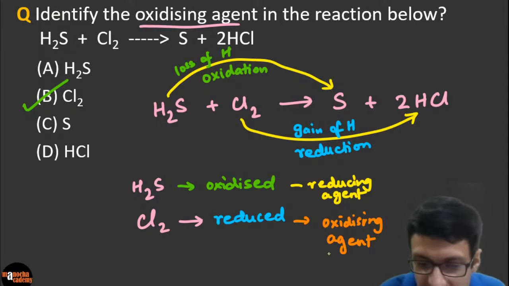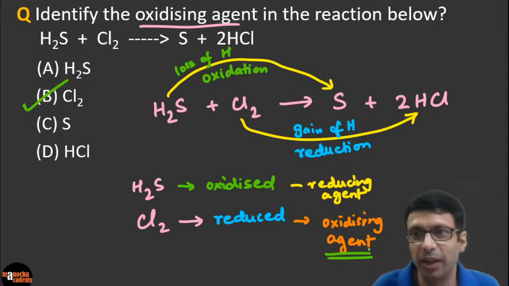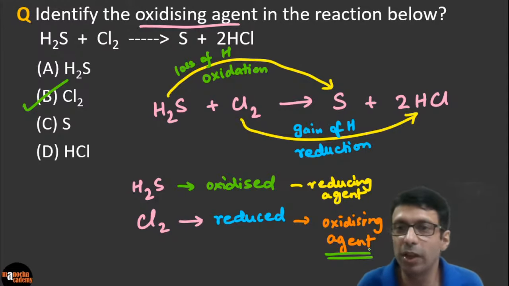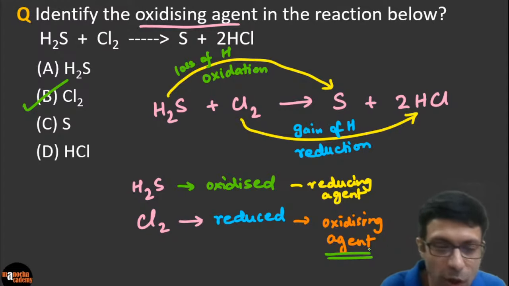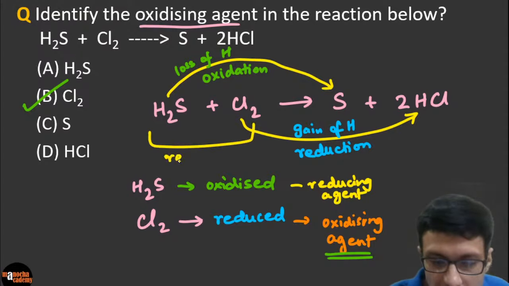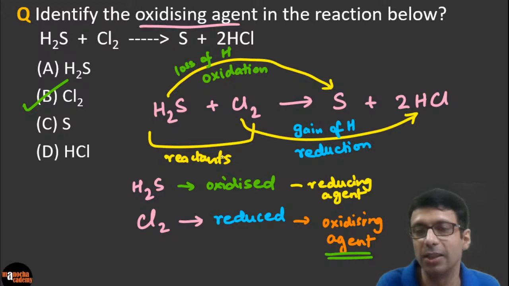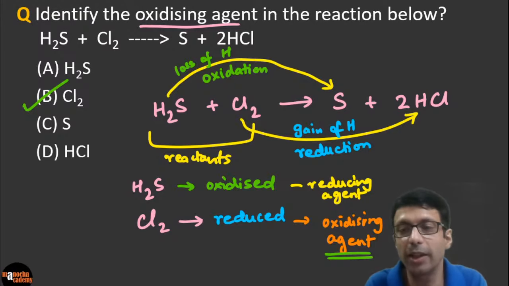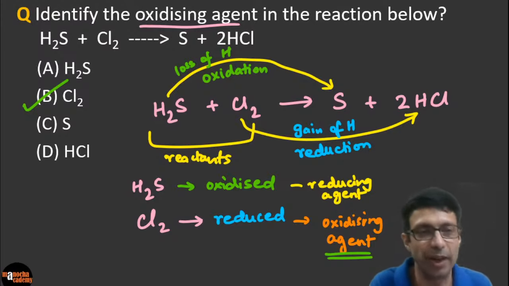oxidizing agent. Okay, so please remember that. And always remember who's oxidized, who's reduced, who's the reducing agent, who's the oxidizing agent. It is always the reactants, never the products, right? Because the reactants on the left is what the answer will contain. So it will not be sulfur or HCl. Okay. So this is how you analyze this question by drawing these arrows. Then you'll find it very simple.